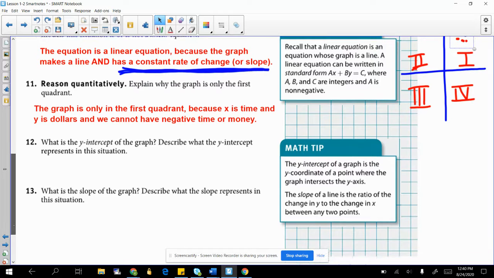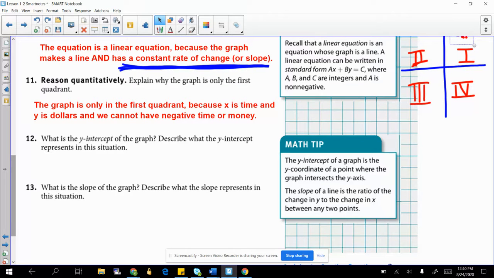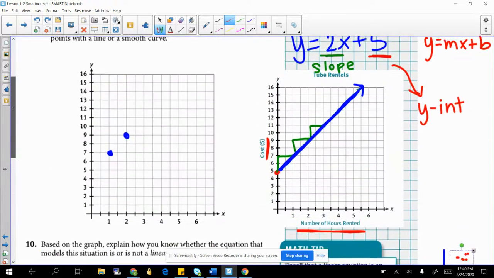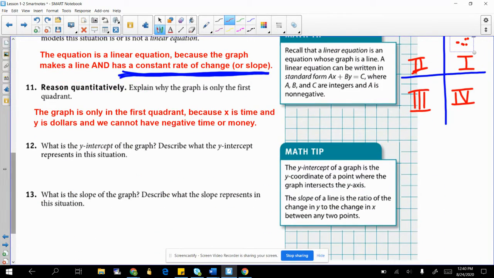Okay. Then 12 and 13 we talked a little bit about. 12 says, what is the y-intercept? And if we look back up here, we said the y-intercept was 5. And that represents the flat rate. So it says, describe what the y-intercept represents in this situation. And that is the flat rate that it costs to rent the tube. Okay.